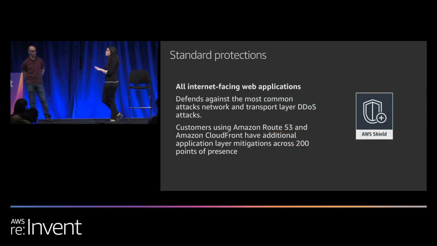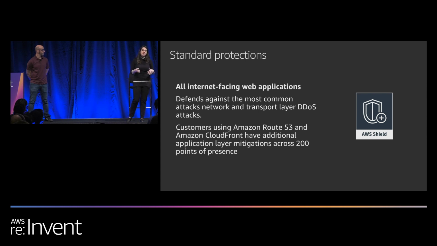So to get started, when we talk about the shared responsibility model, there are ways that we do make this easier for our customers to take on that responsibility. One of the things that we do here at AWS is offer standard protections for every single customer who's operating internet-facing web applications on our platform. For example, we have something called AWS Shield Standard, which protects from all the most common Layer 3 and Layer 4 DDoS attacks for anyone who has an internet-facing web application. Additionally, if you want additional Layer 7 protections, you can use Amazon Route 53 and Amazon CloudFront and take advantage of those distributed POPs that we have located all over the world.